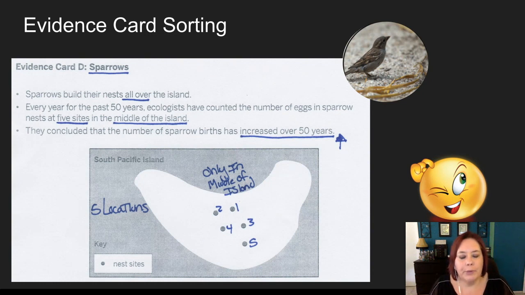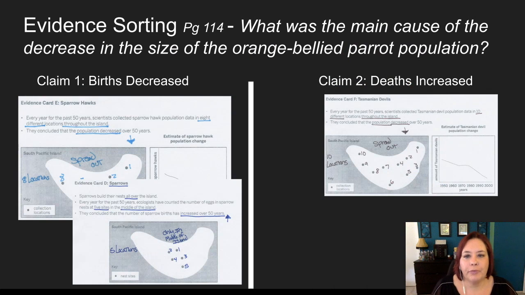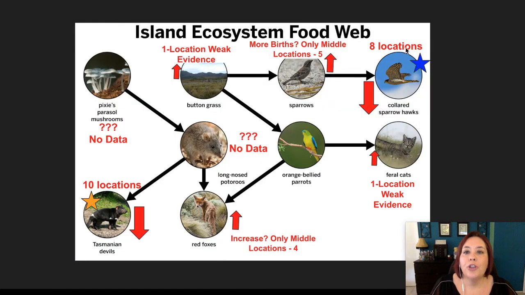So let's see where we put this on our sorting card. Okay, we went ahead and put this under claim 1, that an increase in the sparrow population would cause a decrease in the births of the orange-bellied parrot population. Let's take a look at our food web and see why. So once again, if there's an increase in the sparrows, they could eat the grass, which is their consumer population. If this population decreased, there would be less energy storage molecules available for our orange-bellied parrots to reproduce. So therefore, there would be less births.